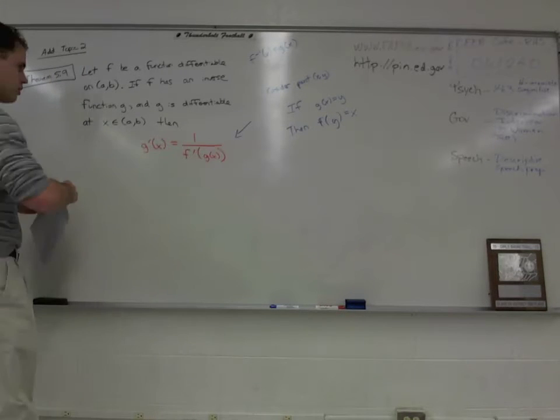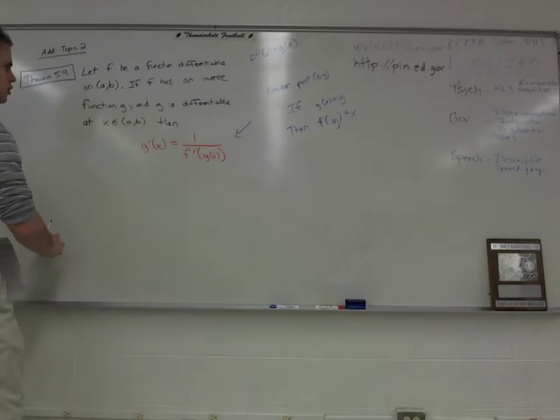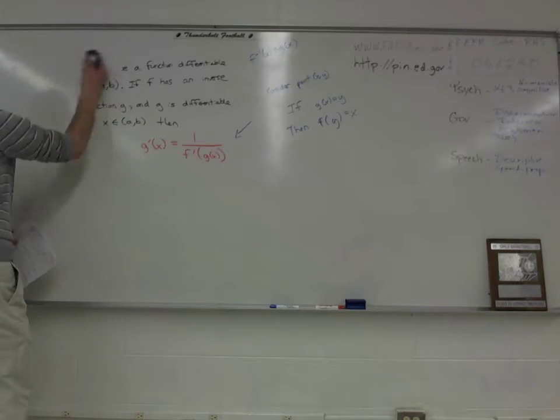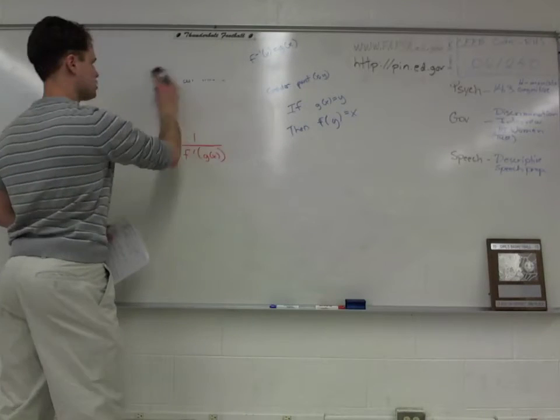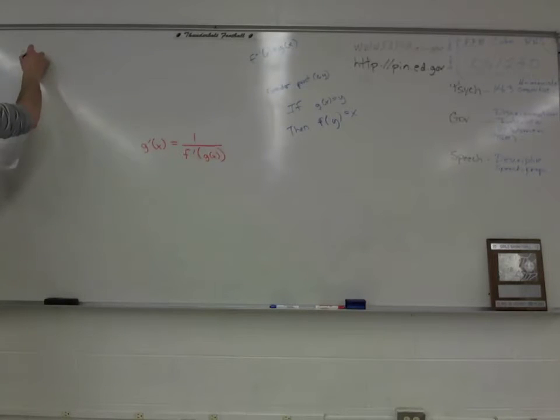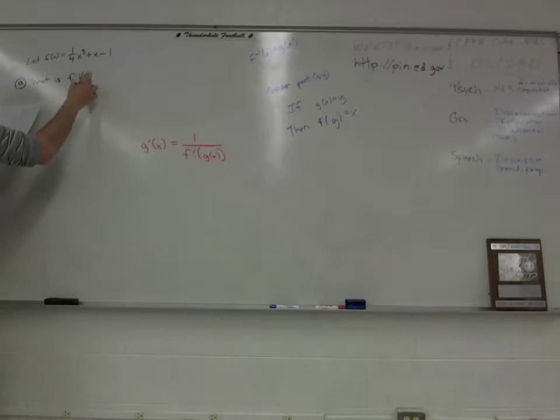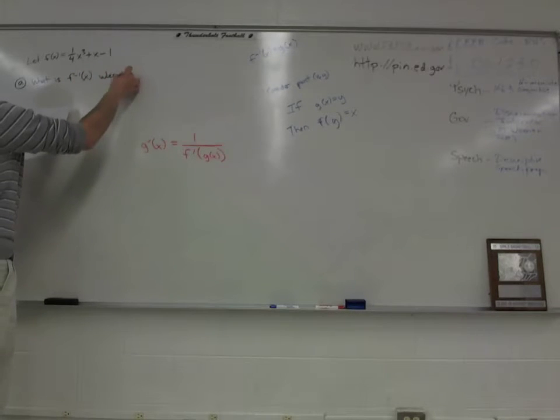Okay, so here's an example. So let's see, I'm going to erase everything except the red maybe. So let's say we have this function, a fourth x cubed plus x minus 1, some kind of transformed snaky polynomial. That's just f of x. So the question is, well, a couple parts. But A is, what is f inverse of x when x equals 3?